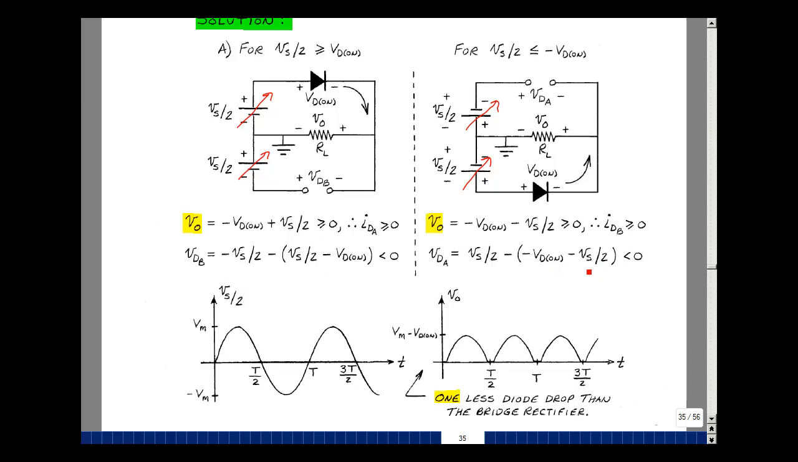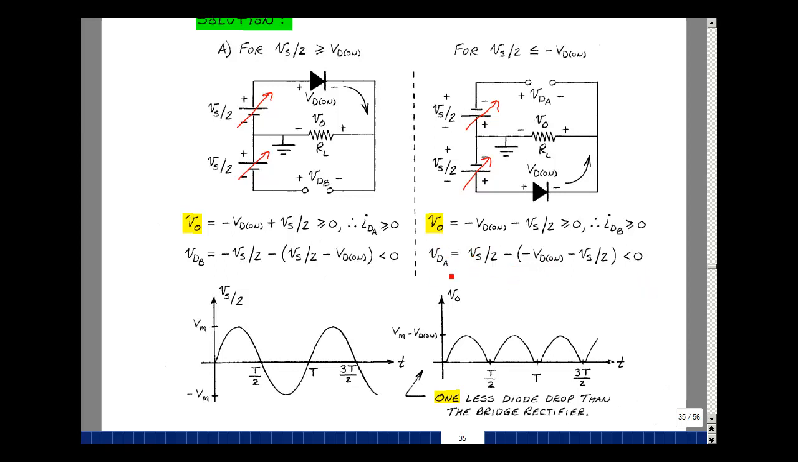And now V sub S over 2 is a negative number, but more negative than 0.7. This is say minus 2. You'd have a plus 2 here, minus 0.7. It would be a positive number, so we're going to subtract that. Be negative, and then this is a negative number, so all of that's less than 0.